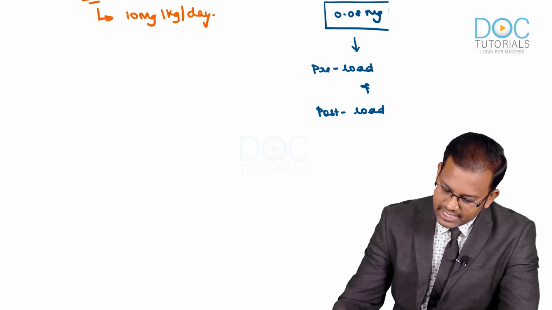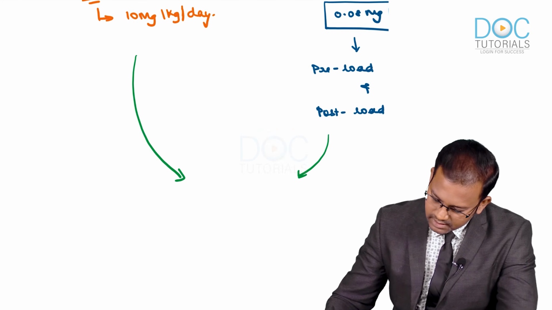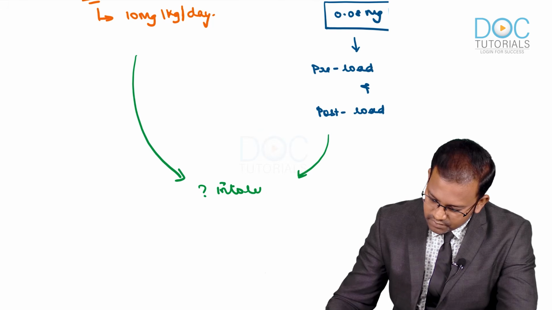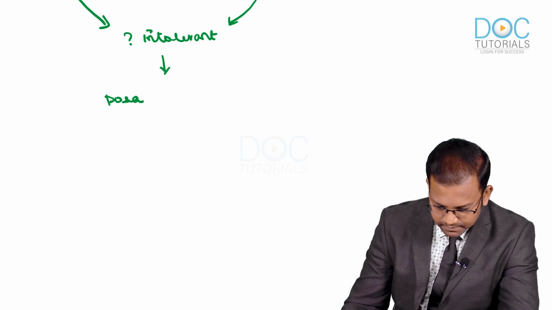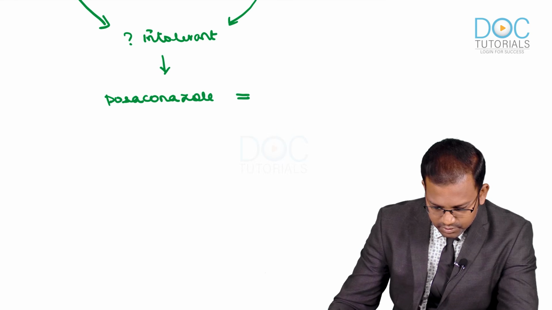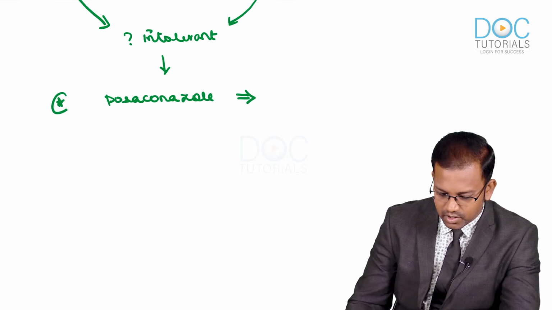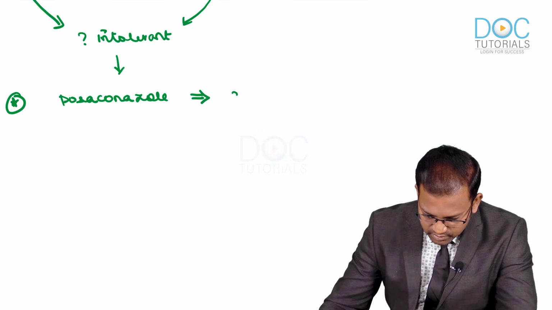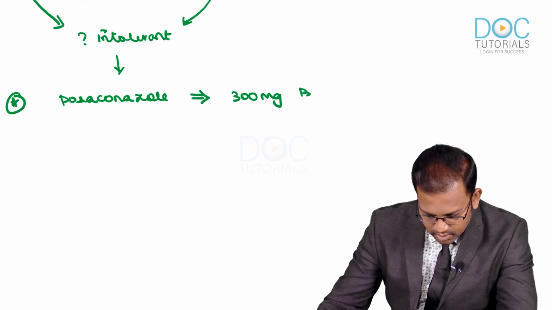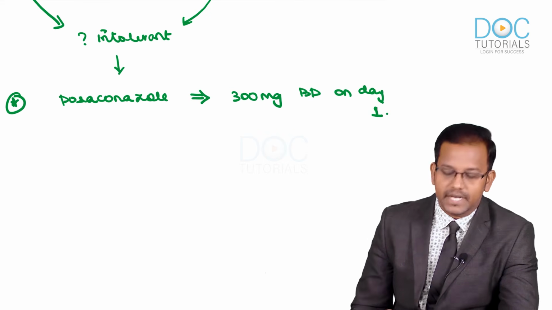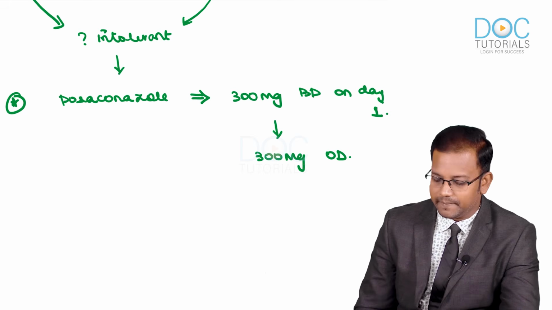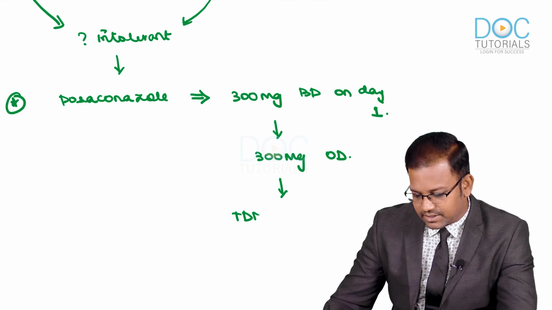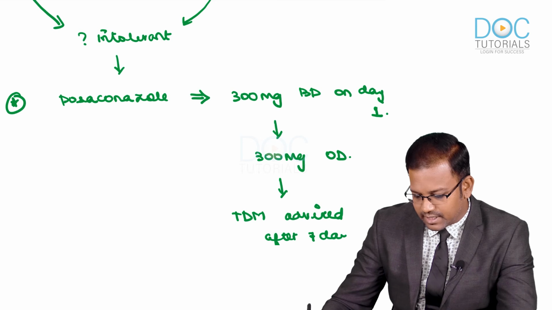Clear? Now, if the patient is intolerant to this dose of amphotericin B, what's the next step in management? Next, we can opt for posaconazole. Here, as I've already explained, we are talking about the treatment of mucormycosis. Posaconazole, we administer 300 milligram BD on day 1, followed by 300 milligram OD. After 7 days, therapeutic drug monitoring is advised.